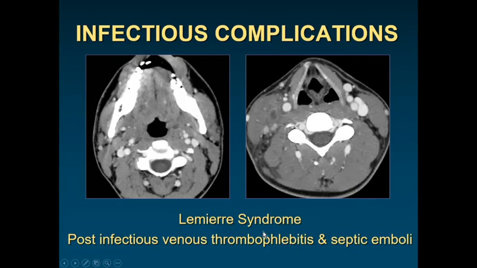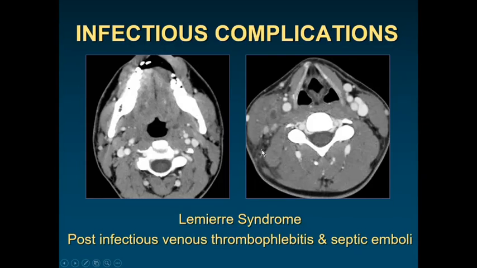Lemierre's syndrome is pretty uncommon, but it is a delayed complication after an upper respiratory infection and often a tonsillitis, where you can develop this post-infectious venous thrombophlebitis and septic emboli. Now, there's a lot of variations on the theme for Lemierre's, but most often you'll see either facial vein thrombosis, or you can see a complete or partial occlusion of the right internal jugular vein, as in this case here, due to thrombosis. And you can appreciate the stranding in the adjacent neck.